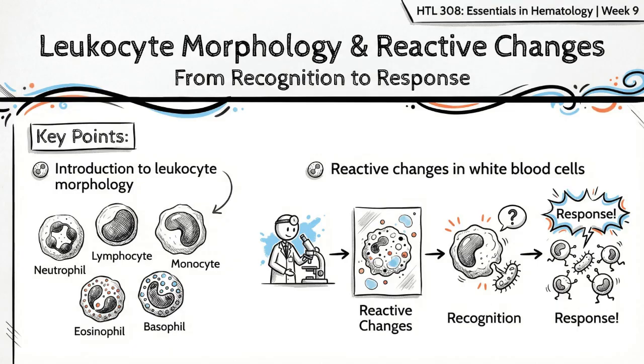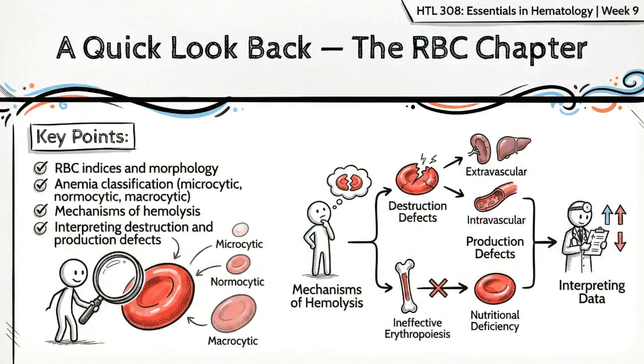We'll start with normal morphology, because you absolutely cannot recognize abnormal if you don't know normal. Then we'll move into reactive changes, left shifts, and the patterns that point toward infection and inflammation. It's going to be a wild ride. Before we move forward, let's take a 30-second victory lap.